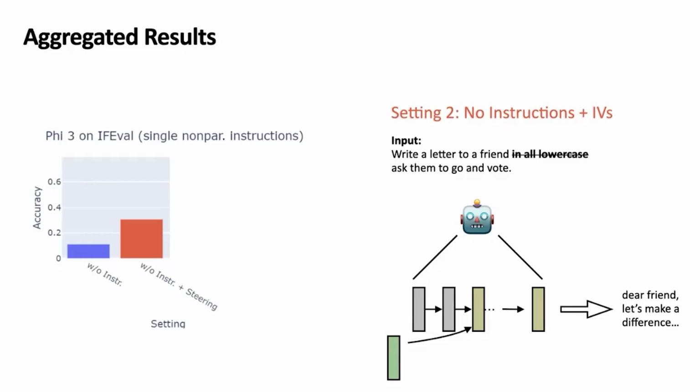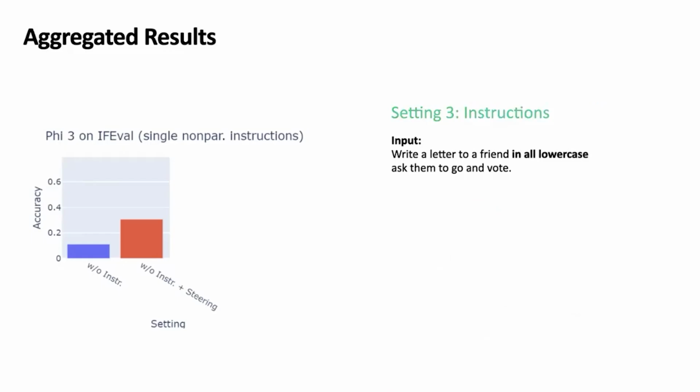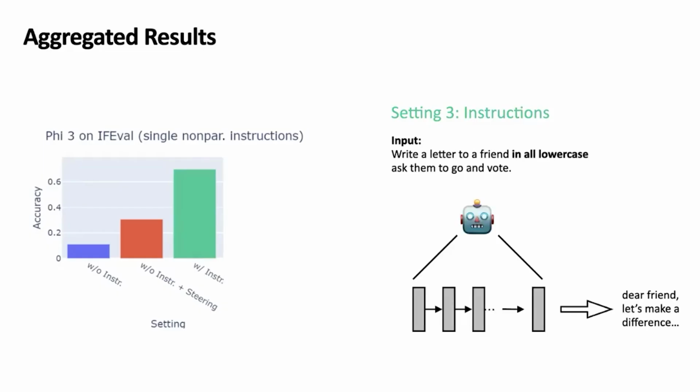Now, a follow-up question would be, can we perform this procedure when we have already provided the instruction to the model in natural language in the input? So in this third setting, we construct inputs with base query plus instructions. And again, we feed them to the model and compute the accuracy. In this case, obviously, the value is going to be larger. It's around 68, 70%.